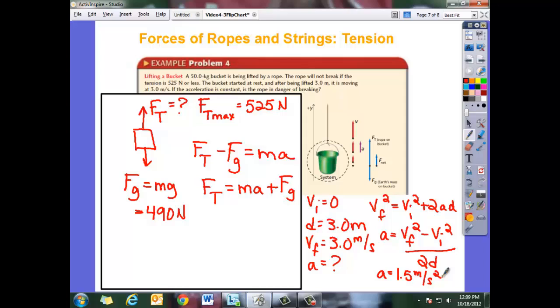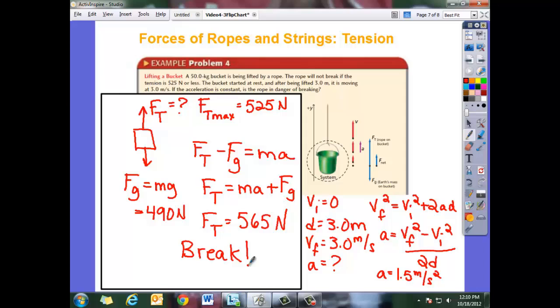The commonality between Newton's second law and the motion equations is acceleration. So if you're not given the acceleration in the problem, or you're not asked to find it, then you're going to need to use a motion equation to obtain that information. And then I can simply go back to this equation and take my answer, 1.5, multiply it by the mass, which is 50, then add to that the weight of the object, Fg, 490. So the tension is 565 newtons. And it looks like, yes, that will break. That is above the max of 525 newtons.